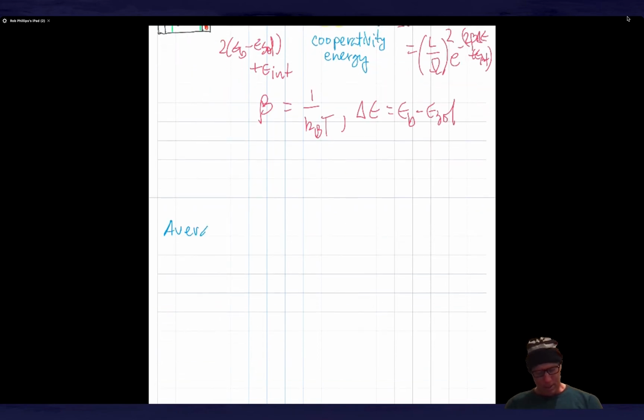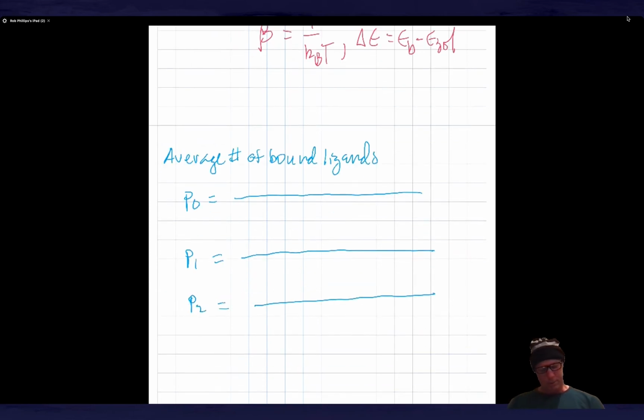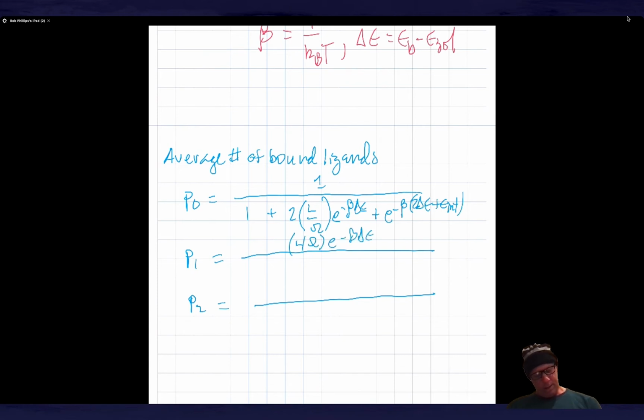And I can also write P0, P1, and P2, which are the probabilities of the empty, the singly bound, and the doubly bound states. So let's do that first. P0 is given by 1 divided by 1 plus 2 L over omega e to the minus beta delta epsilon plus e to the minus beta 2 delta epsilon plus epsilon int. And then the probability of singly bound is L over omega e to the minus beta delta epsilon, divided by the same denominator.